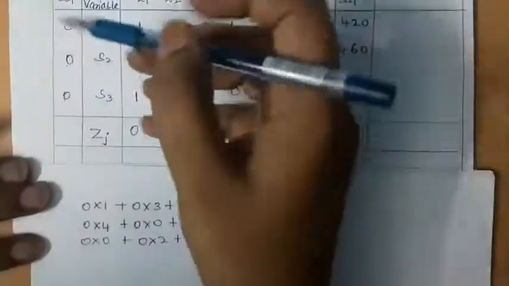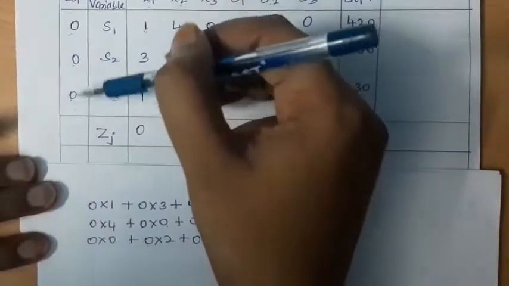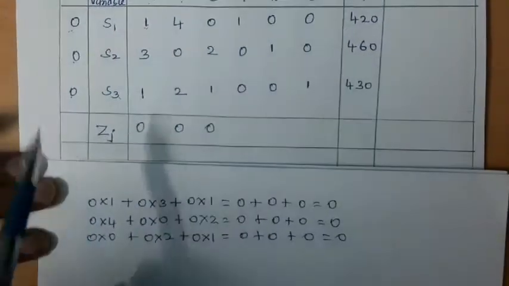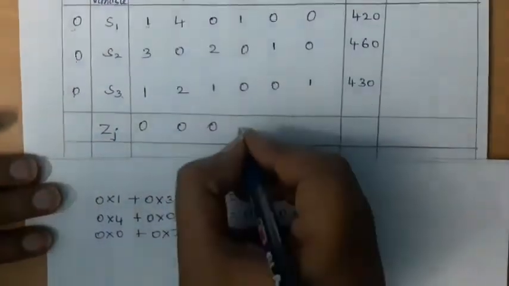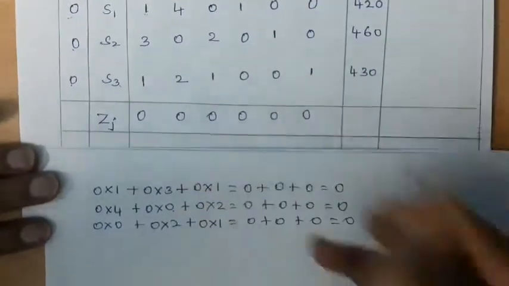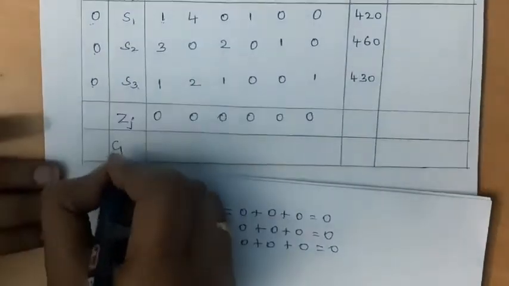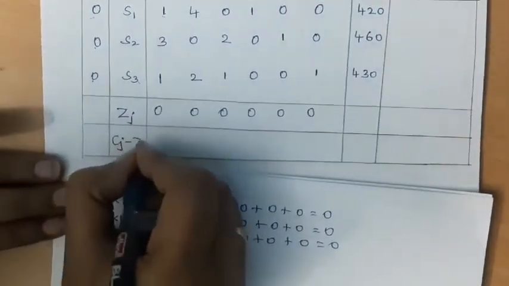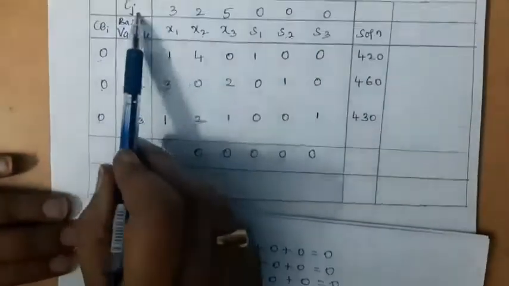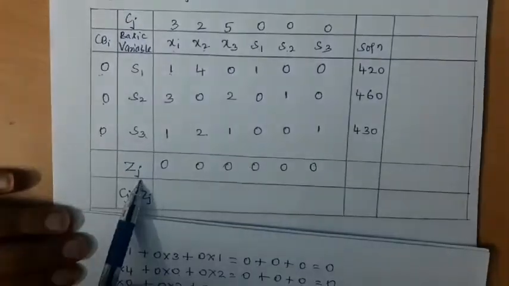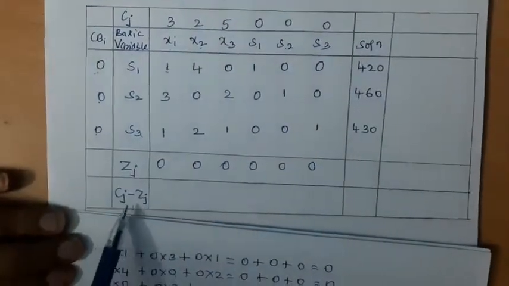So when the coefficient basic value is 0, when you multiply any value with 0, the answer will be 0 only. So when you multiply with each column, the answer will be 0 only. So assign here 0. After finding Zj value, we have to find Cj minus Zj. So we have here Cj value and we have here Zj value.